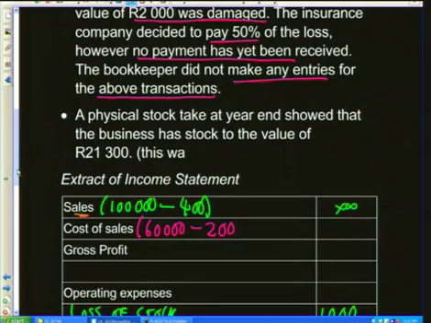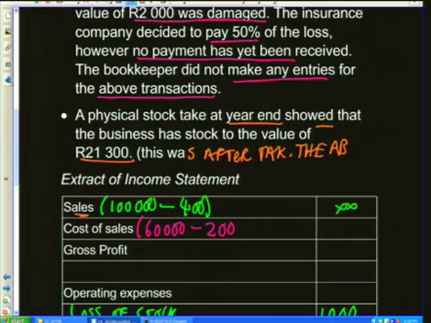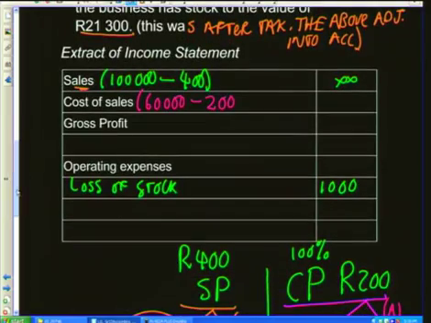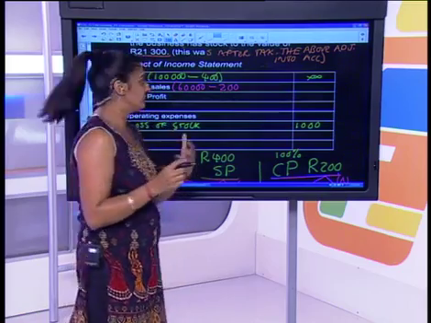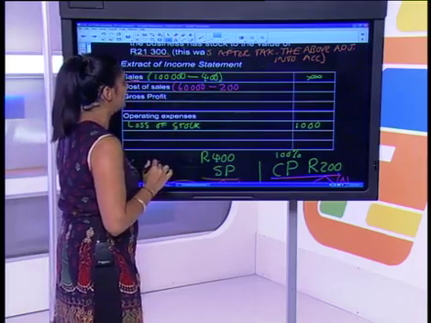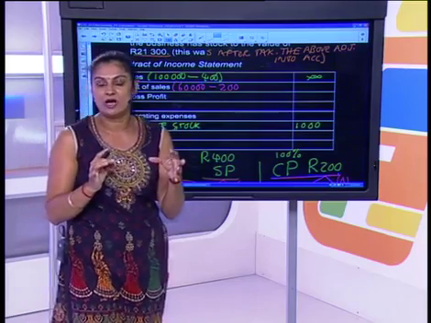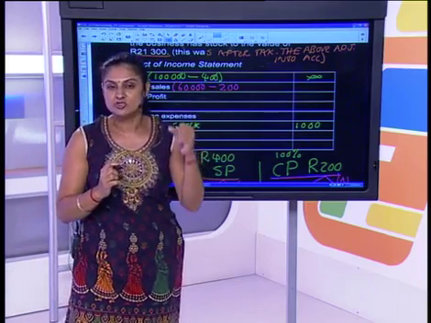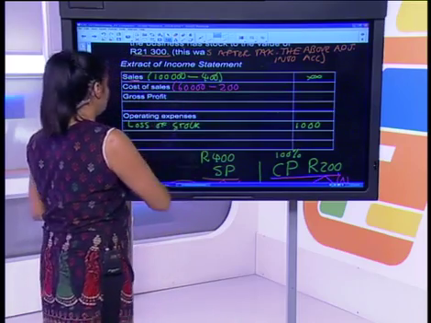A physical stock take at year end showed that the business has stock to the value of 21,300, and this was after taking the above adjustments into account. In other words, when we physically counted our trading stock at the end of the year, we got a stock value of 21,300, and this was after taking into account the loss of stock as well as the stock that was returned by the customer, the two previous adjustments.